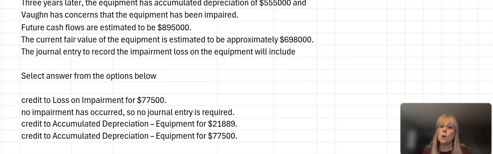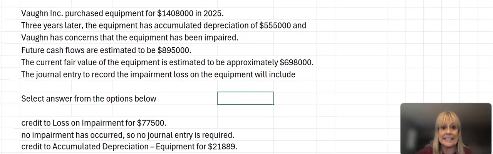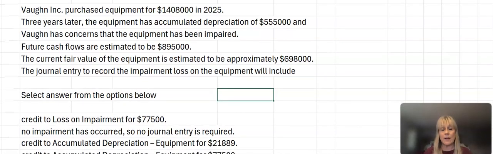So I wanted to do a quick walkthrough video of a problem so that you can see how you determine whether or not impairment of an asset has occurred. So I'm taking a look at Vaughn Incorporated. They purchased equipment for $1,408,000 in 2025. And 3 years later, the equipment has an accumulated depreciation of $550,000. Now, Vaughn is concerned that this equipment has been impaired.